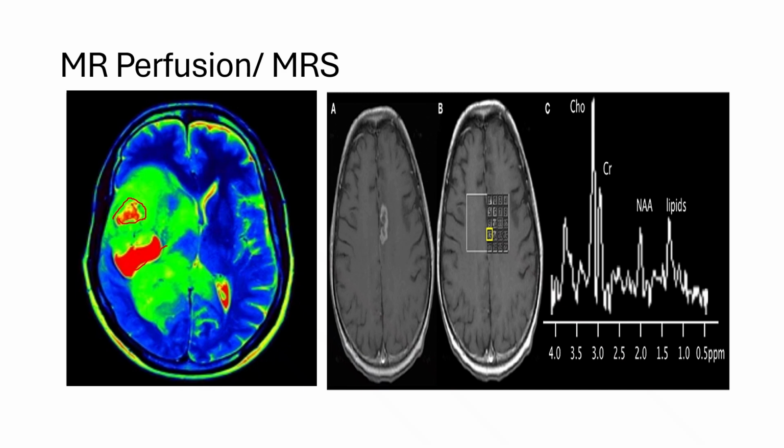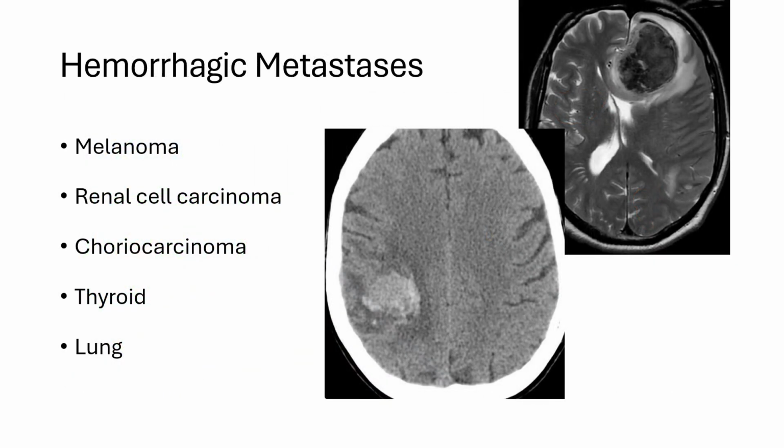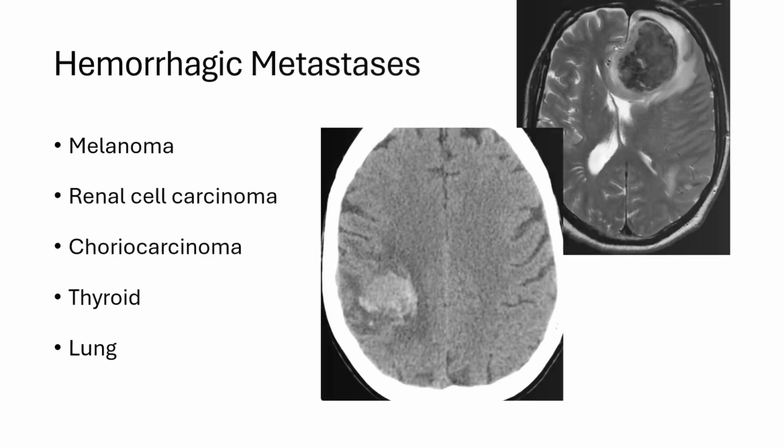And in MRS, it is not specific for the metastasis, but it shows the choline peak. This suggests the cellular turnover, that is the neoplastic pathology. This shows the increased choline and decreased NAA. Now, some causes of hemorrhagic metastasis are melanoma, renal cell carcinoma, choriocarcinoma, thyroid malignancy, and lung carcinoma.